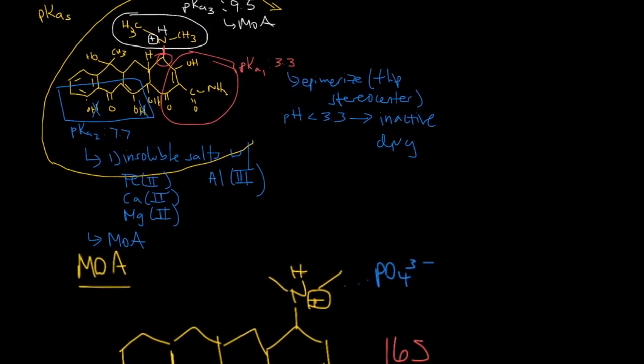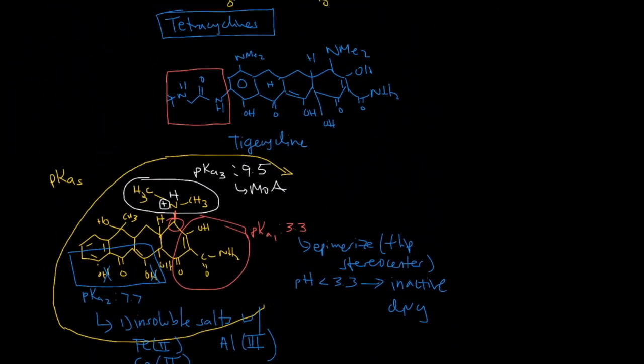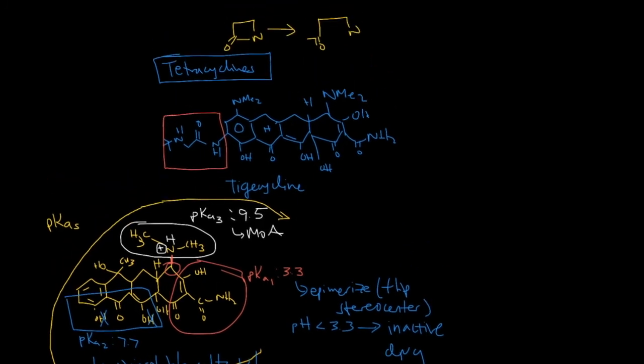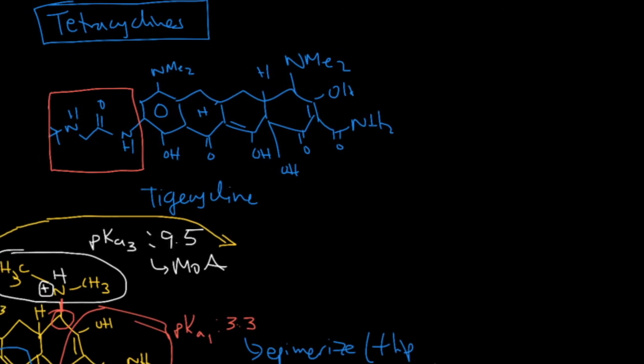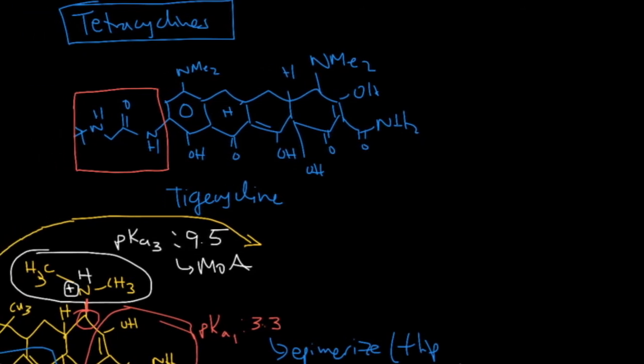Where's my glycylcycline? Oh yeah, here's my glycylcycline, a tetracycline. The reason tetracycline works against resistant bacteria is because this little tail end right here makes additional contacts with the ribosome to increase binding.